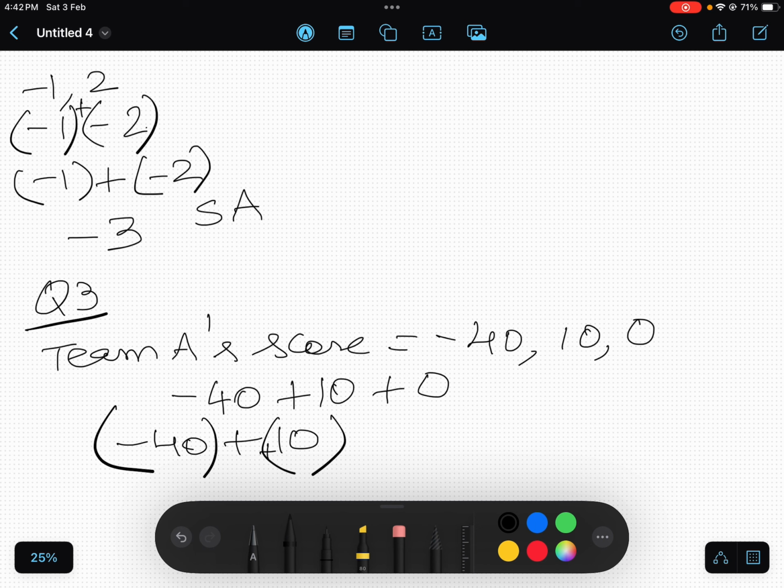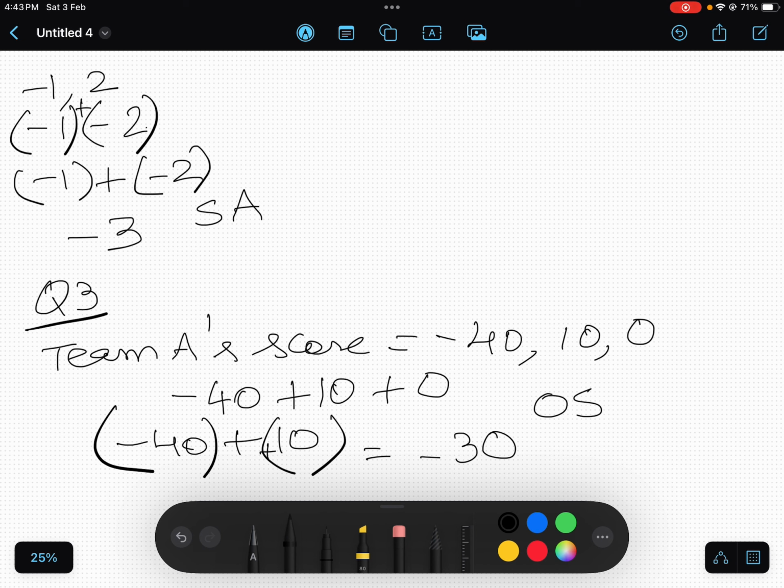Are the signs same or opposite? It is opposite, so we have to subtract it. So 40 minus 10 is 30 and 40 has a minus sign, so this 30 will get a minus sign. So team A's score was minus 30.